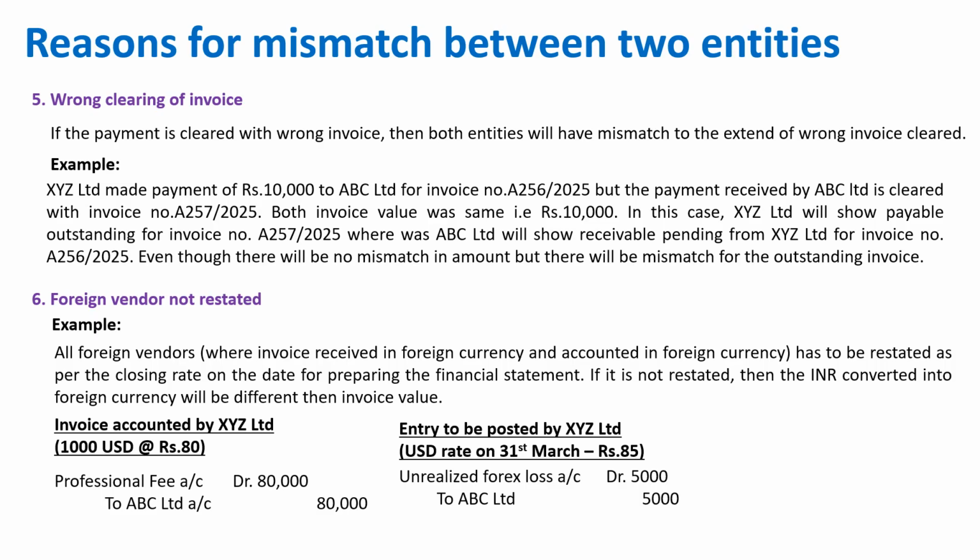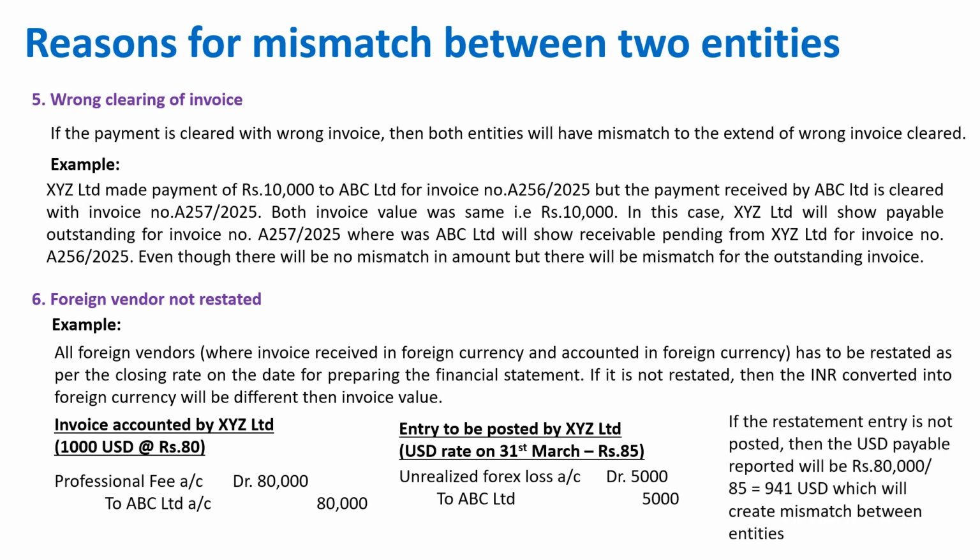Why 5,000? Because on 31st March, the conversion rate of USD was 85 rupees, whereas it was accounted at 80. There is an incremental liability of 5 per dollar, right? So 1,000 into 5, 5,000 rupees is the extra liability you are creating here. Now the question is, if you don't restate this, what is going to happen? If the restatement entry is not posted, then the USD payable reported will be 80,000, because that is what is recorded on the date of processing the invoice, divided by 85, because on 31st March the rate is 85. So when you are reporting this number on 31st March, it will be divided by 85. And what USD are you getting here? 941 USD, which will again create a mismatch between the entities, because the entity has issued an invoice for 1,000 and you are recording 941. So you have to restate. If you are not restating your liability, then there will be a mismatch.